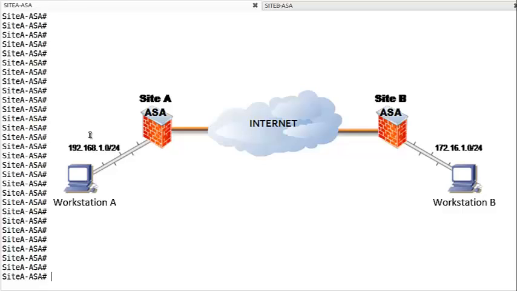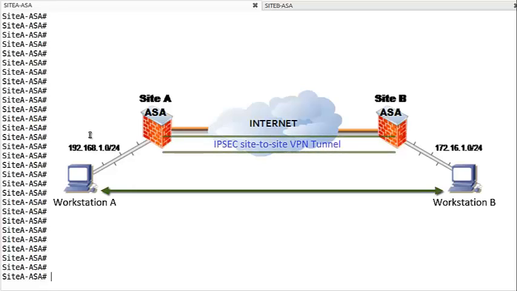Now that I've briefly explained what a site-to-site IPSec VPN tunnel is, let's look at the topology we'll be working with in this lesson. In this topology, we have a site A and a site B. Both sites have a connection to the internet as well as their own private networks. What we want to do is create a secure channel of communication between workstation A and workstation B by using a site-to-site IPSec VPN tunnel.